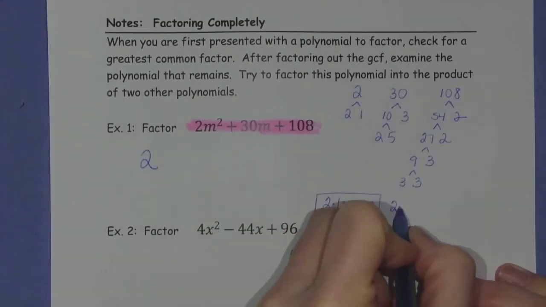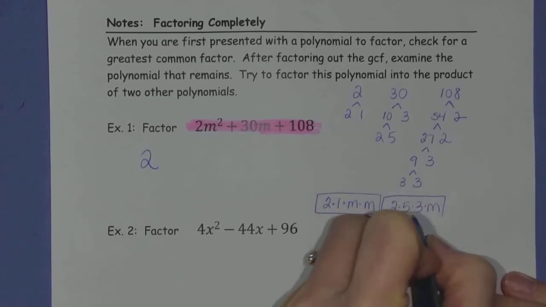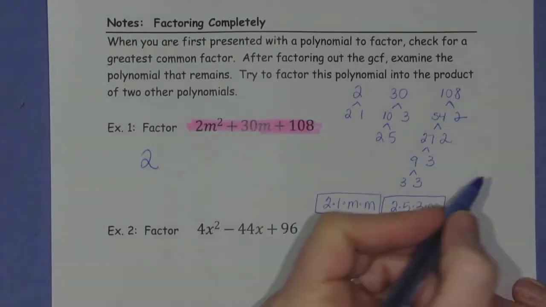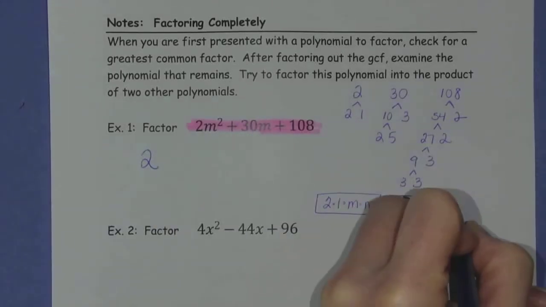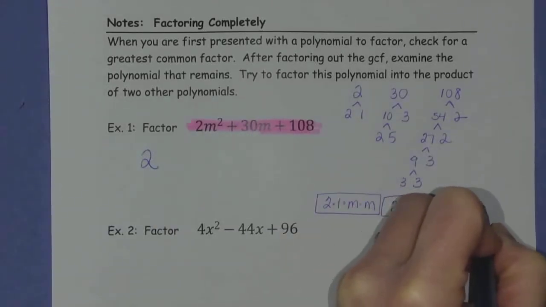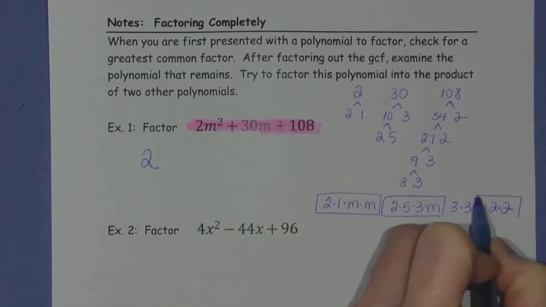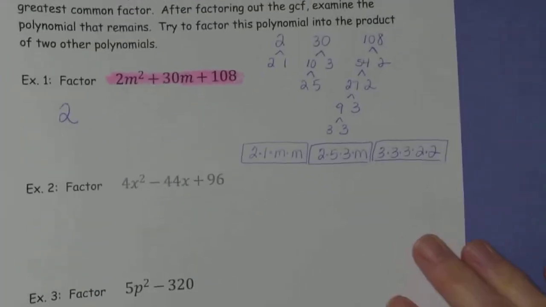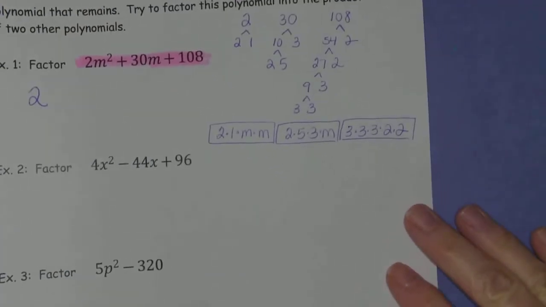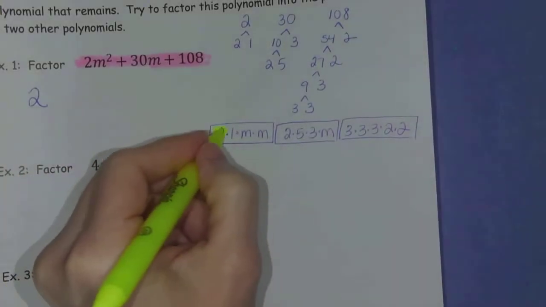My 30 would be 2 times 5 times 3 times m. And finally, my 108, get ready, 3 times 3 times 3 times 2 times 2. And the 108 doesn't have any m's. Now, when I look here, I have to find what's common, the greatest common factor. Well, I definitely see a 2 in every box here.